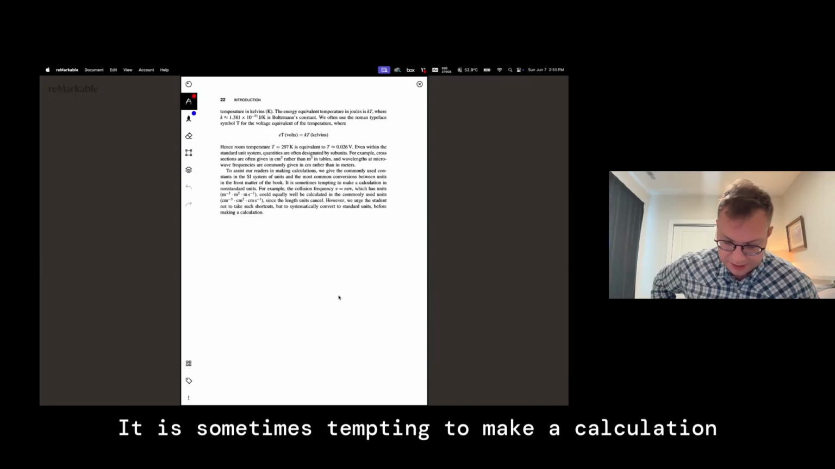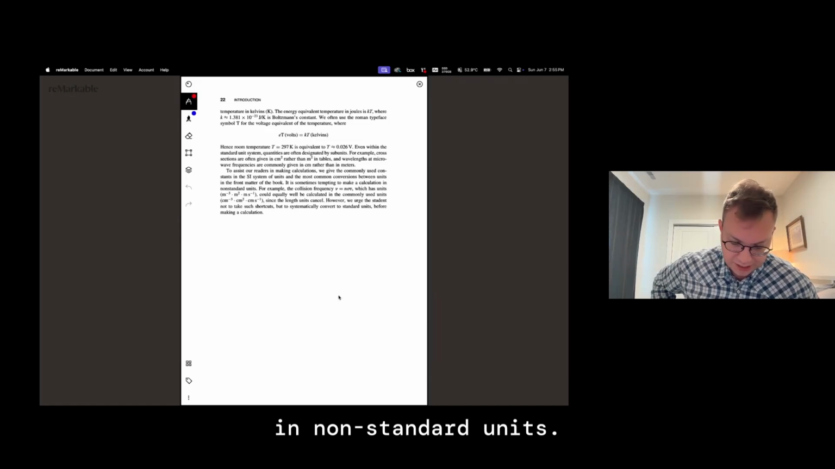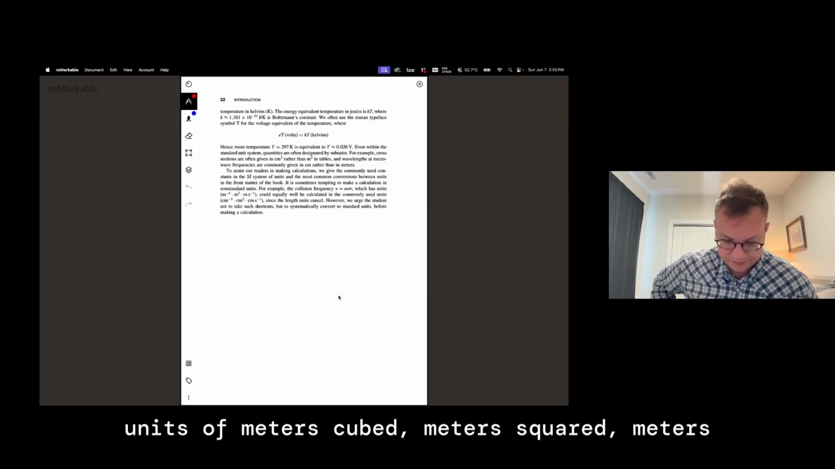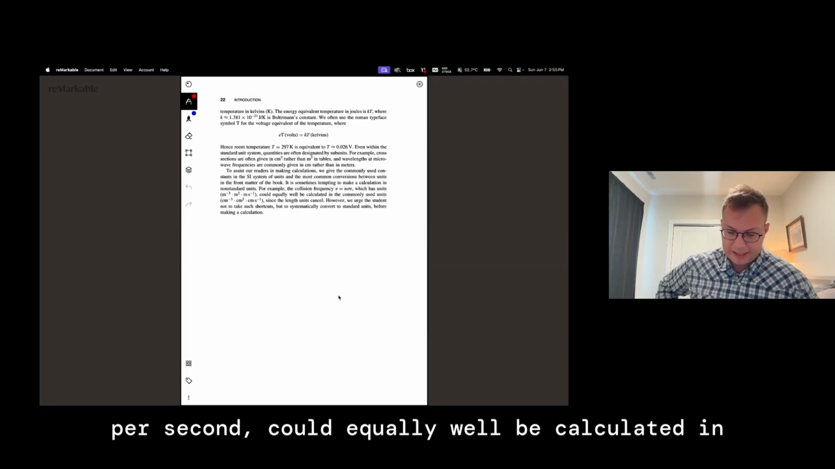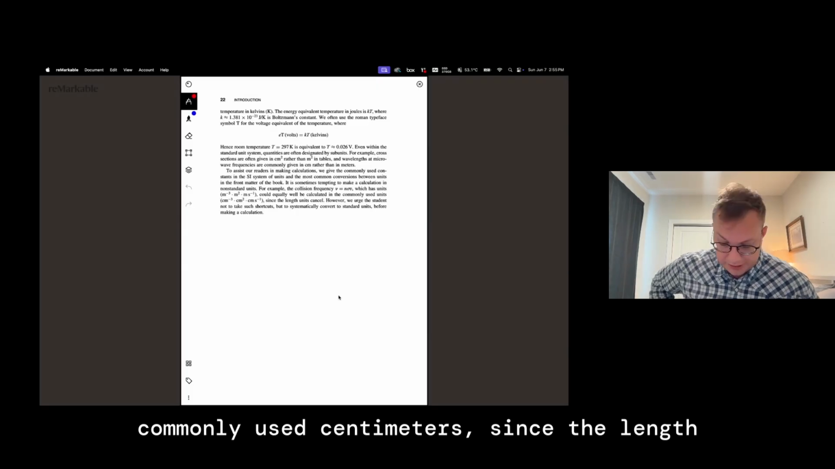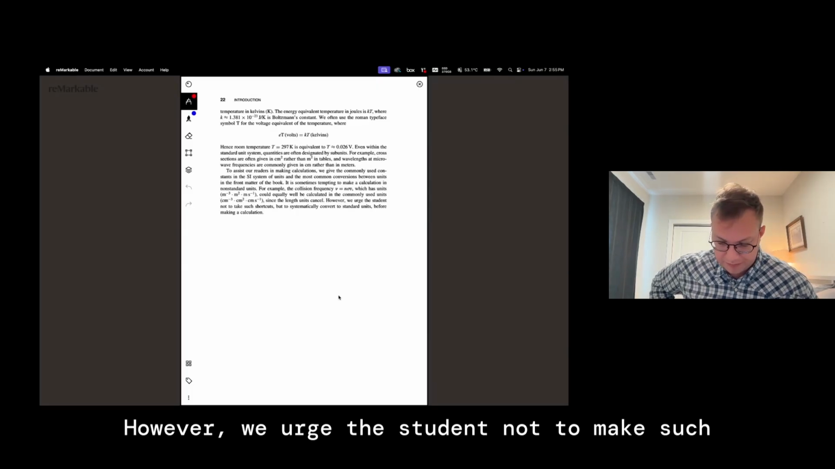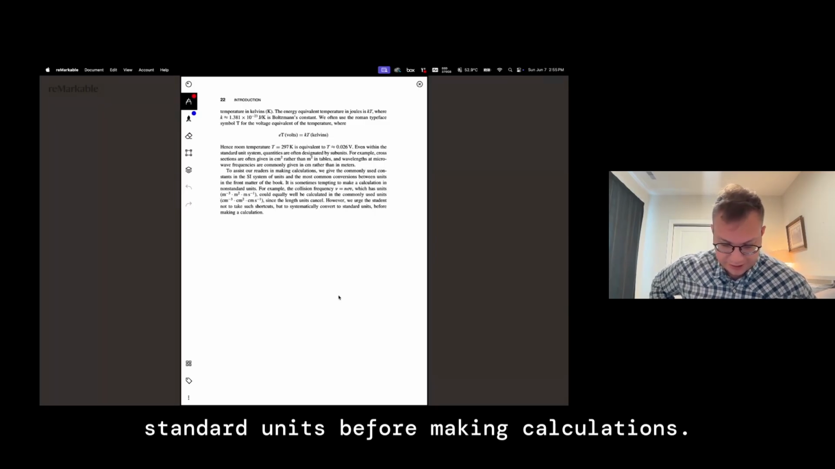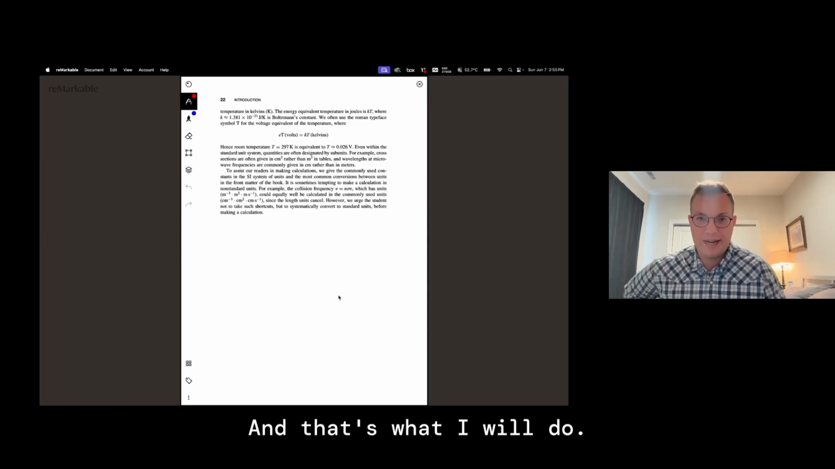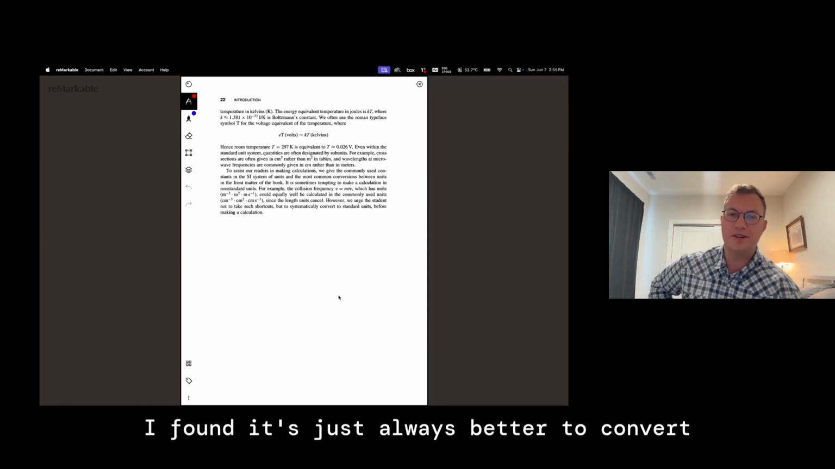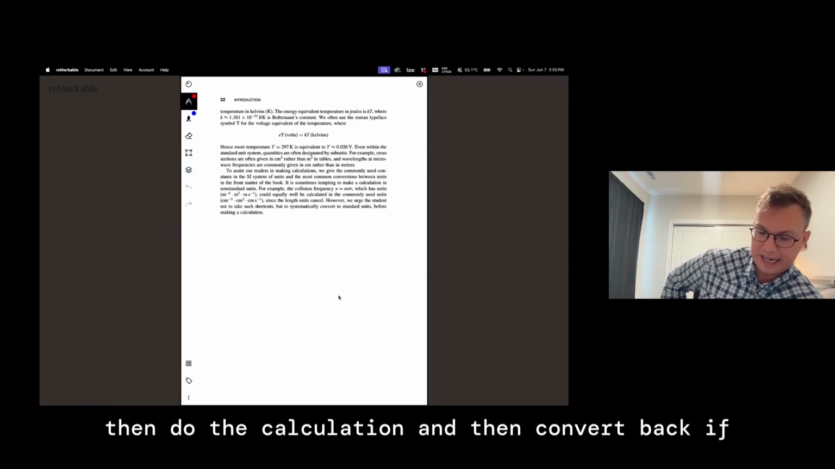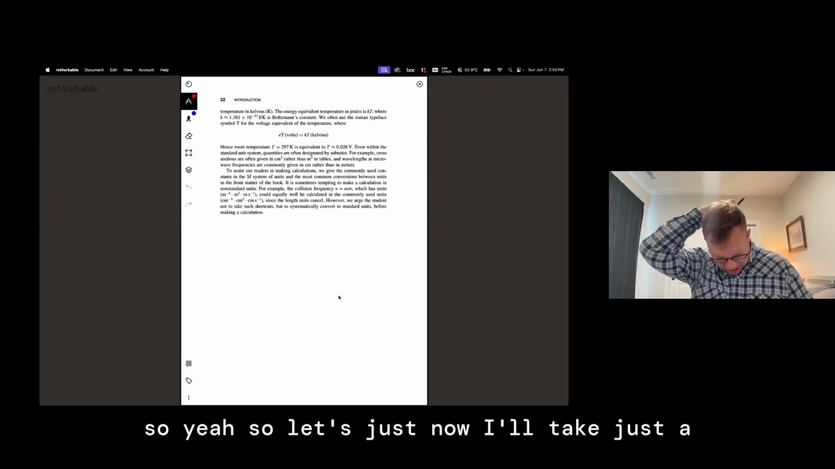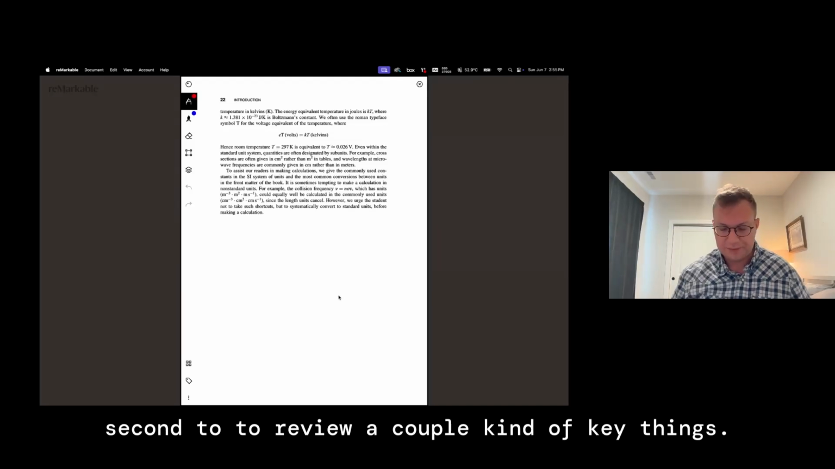It is sometimes tempting to make a calculation in non-standard units. For example, the collision frequency, which has units of meters cubed, meters squared, meters per second, could equally well be calculated in commonly used centimeters, since the length units cancel. However, we urge the student not to make such shortcuts, but to systematically convert to standard units before making calculations. And that's what I will do. I found it's just always better to convert everything into standard units, then do the calculation, and then convert back if needed. So now I'll take just a second to review a couple key things.